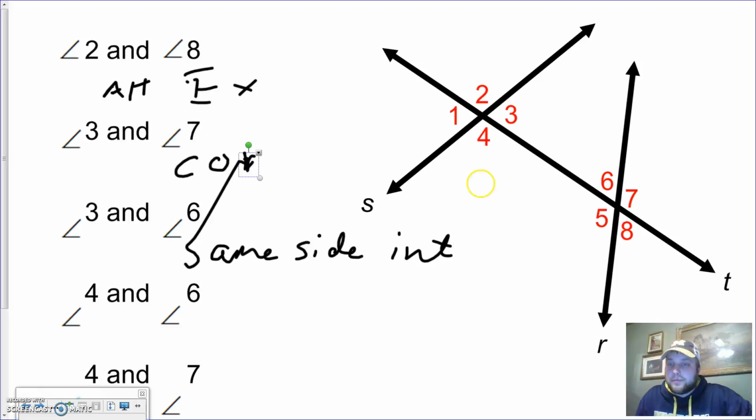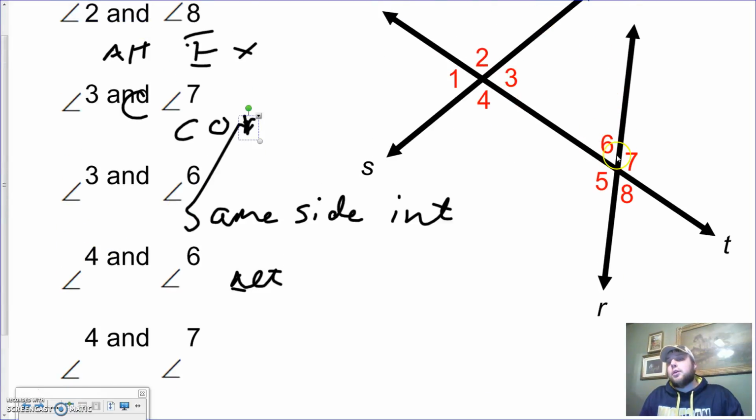Okay, 4 and 6. Well, they are alternating. One's on this side, one's on that side. So alternating interior on the inside. Alt. Sorry guys, I'm just getting used to this tablet and it's going wonky. All right, so what do we got? Forget it. 4 and 6 is alternate interior. 4 and 7 are alternating, but one's on the inside, one's on the outside. That would be a none. 4 and 7 is a none.